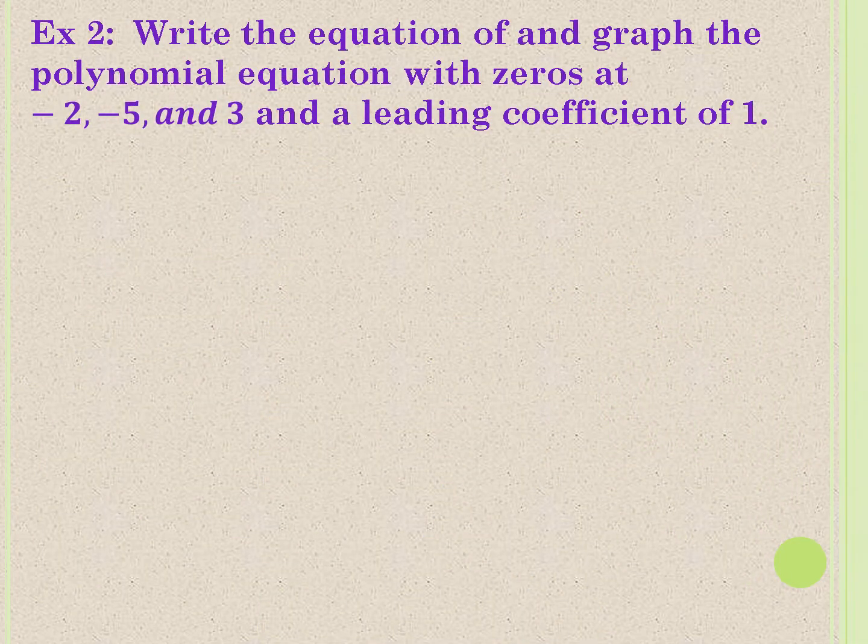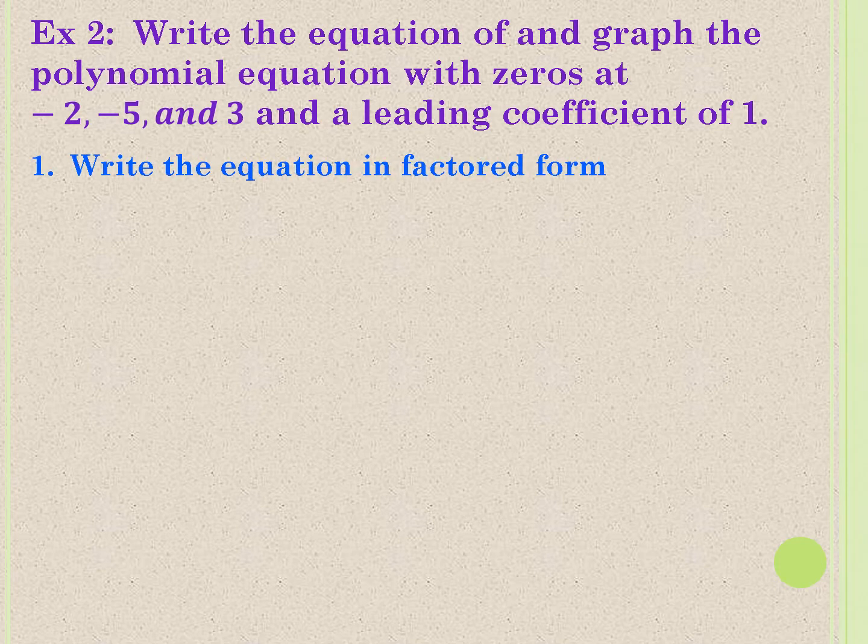So this one's a little bit different. They said write the equation of and graph the polynomial equation with zeros at -2, -5, and 3, and a leading coefficient of 1. So this time they did step 1 for me. They found my zeros, okay? But I still need to put it in some kind of form for an equation, okay? So in this case, since they already found the zeros for us, for step 1 we're going to put that into factored form.